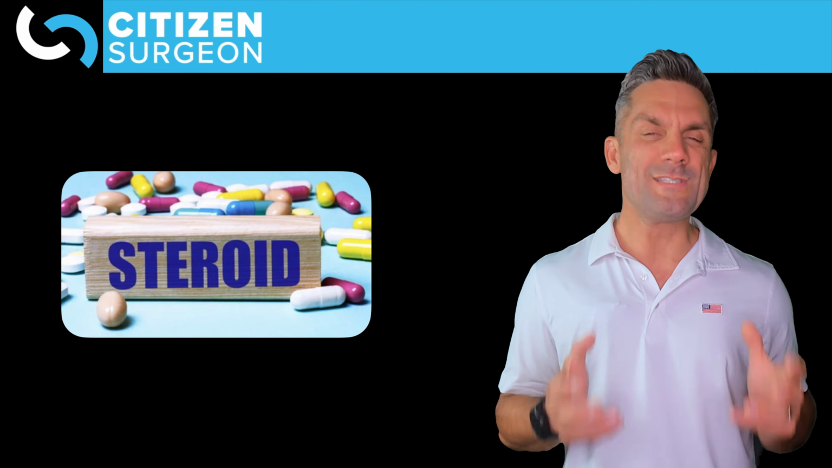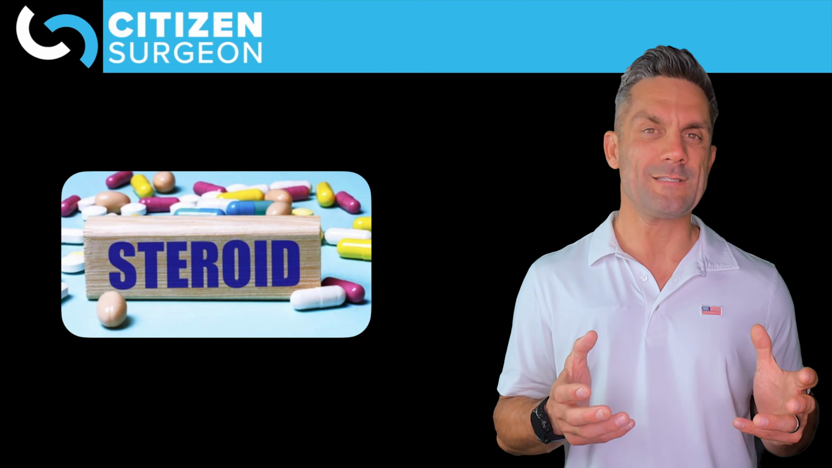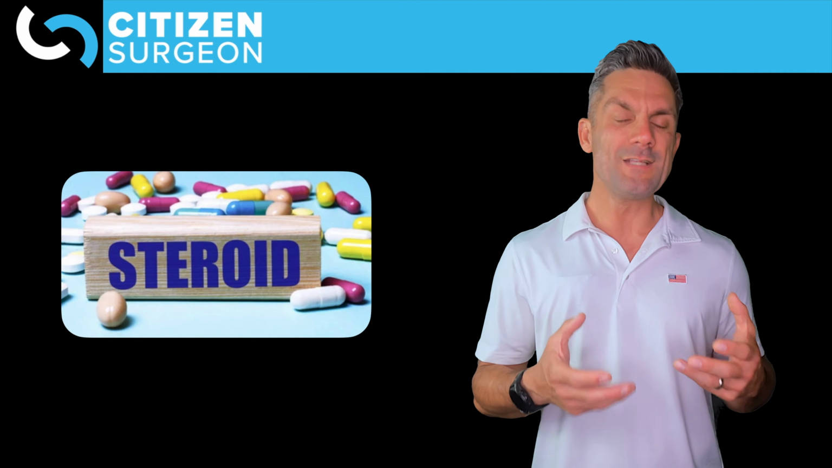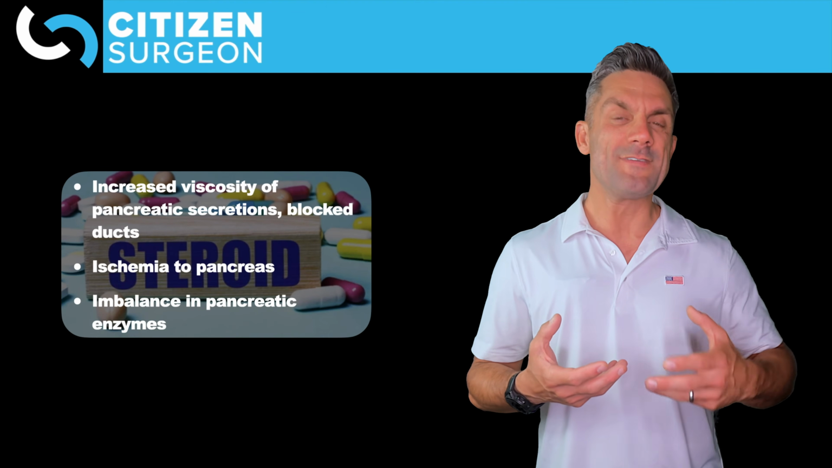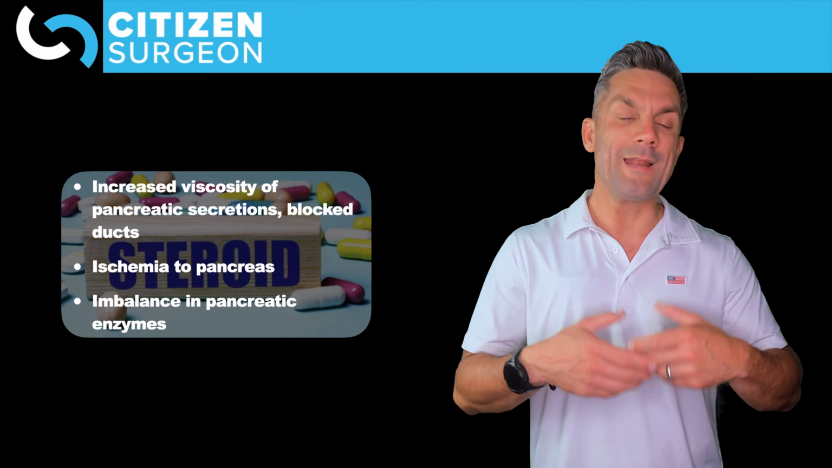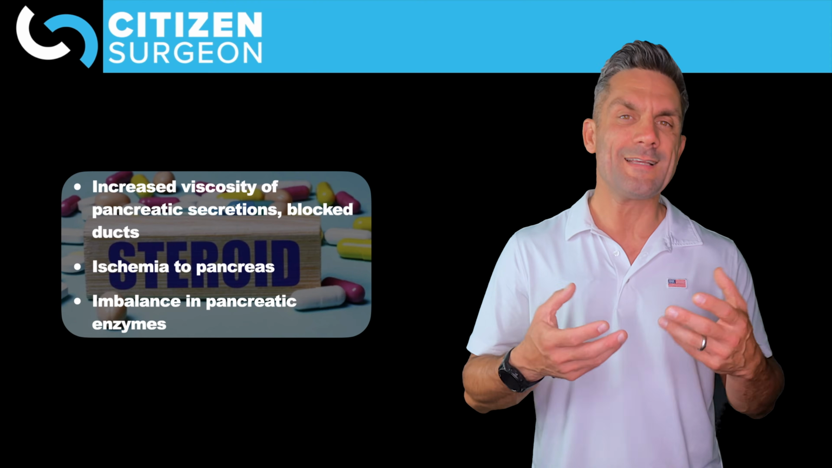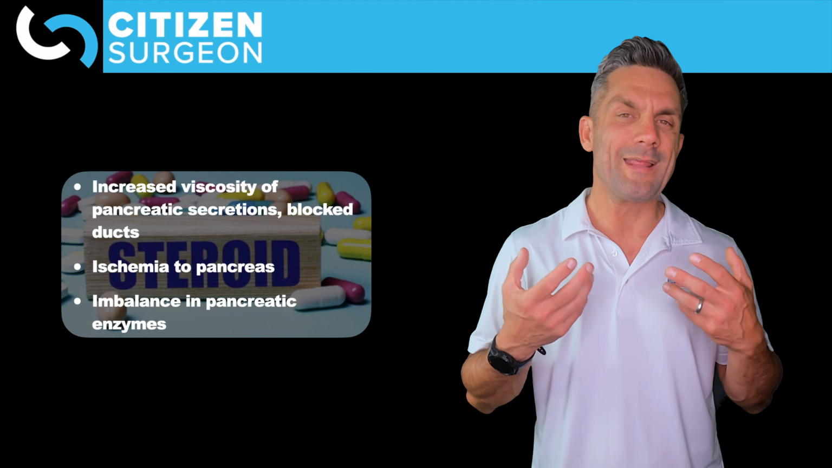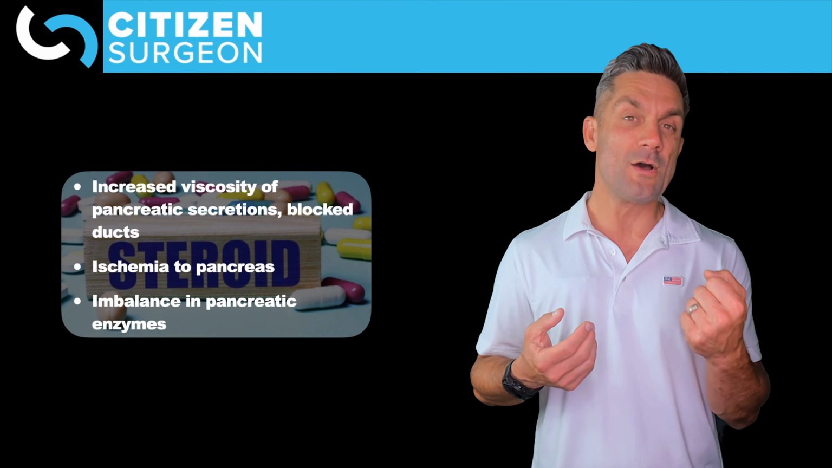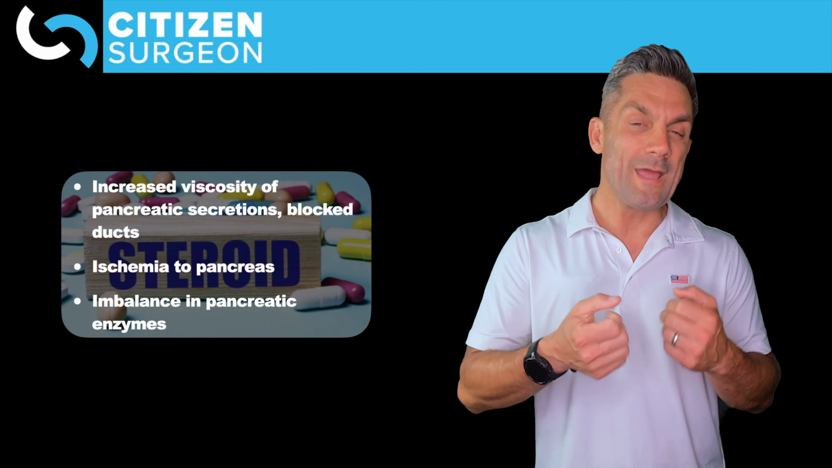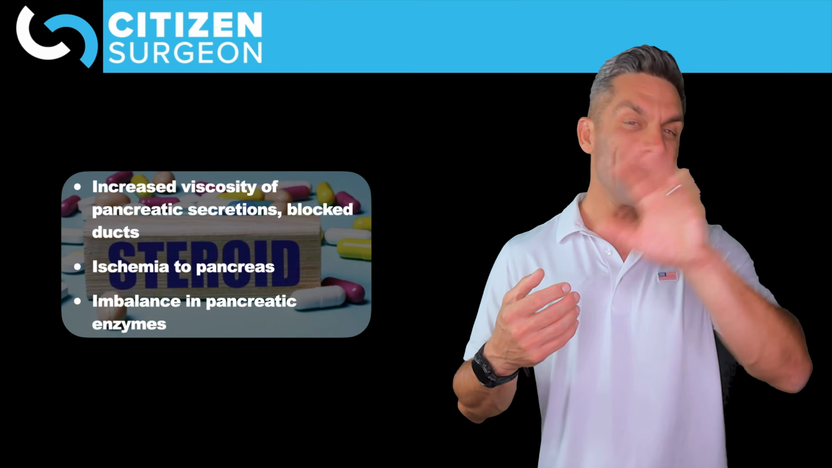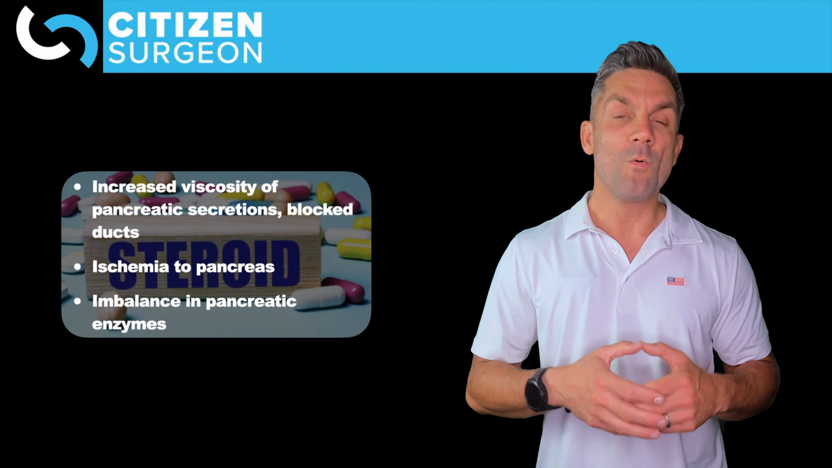Now, how do steroids cause acute pancreatitis? I think the pathophysiology of steroid-induced acute pancreatitis is fairly interesting. Steroids increase the viscosity, or thickness, of pancreatic exocrine output, or pancreatic fluid, and that thickness causes blockage of the pancreatic ducts. Whenever we get blockage of those pancreatic ducts, whether it's a gallstone or steroids, we're going to get release of those digestive enzymes, and that's going to lead to this inflammatory cycle that we've talked about, okay? What else does it do?